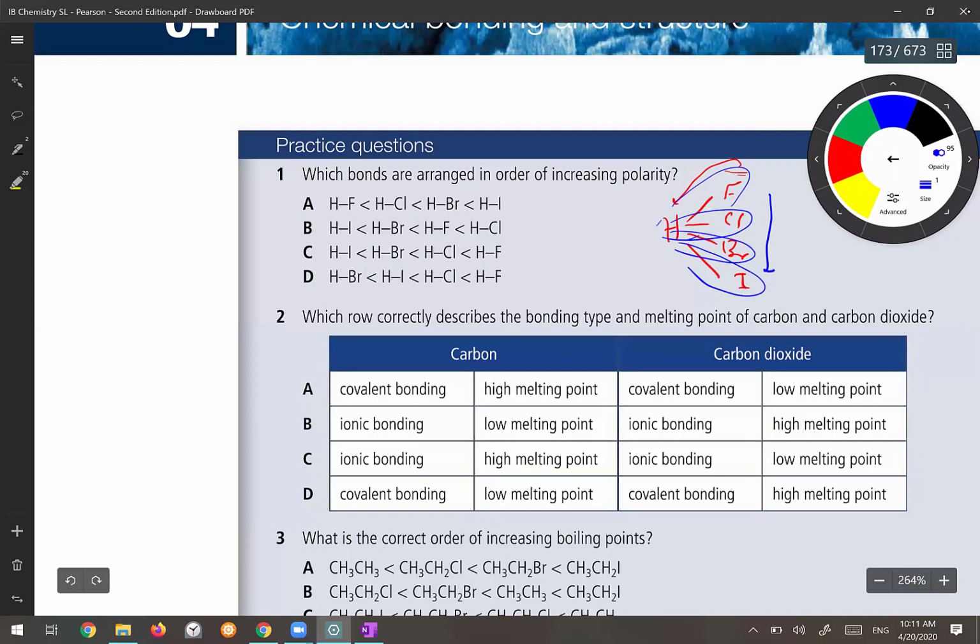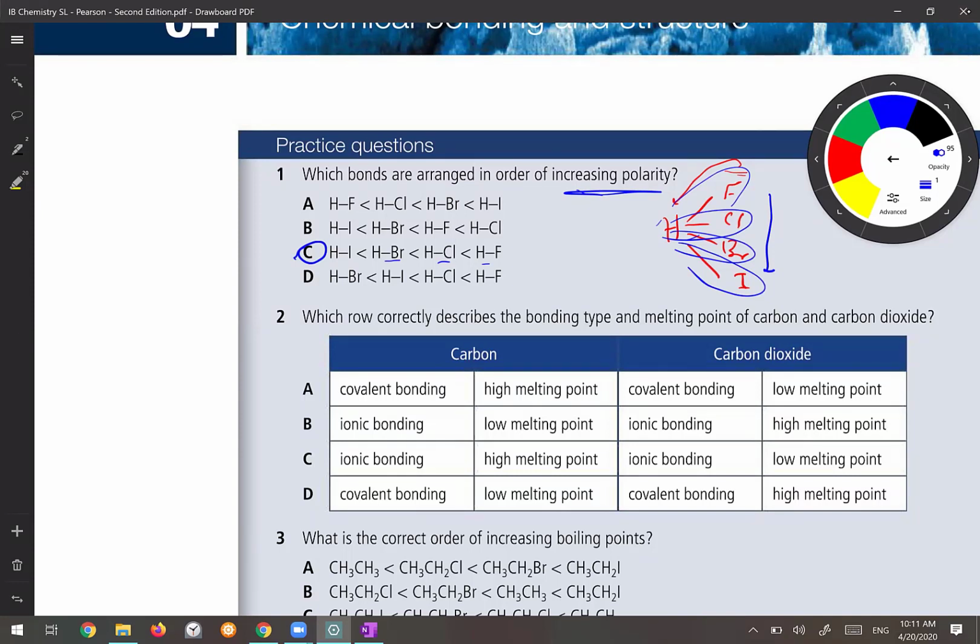It says in order of increasing, it means first you have to mention the one which has least polarity, then HBr, then HCl, then HF. So the answer is C. So your answer is correct. Okay. So let's go to question number 2.